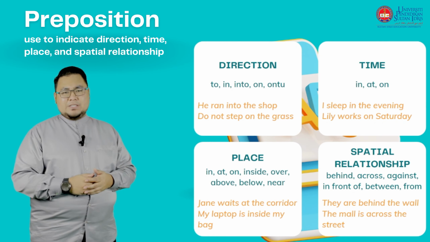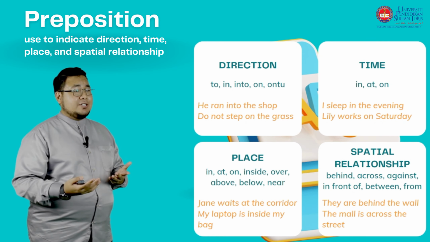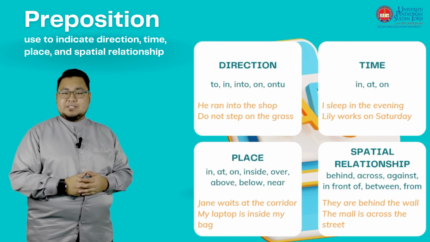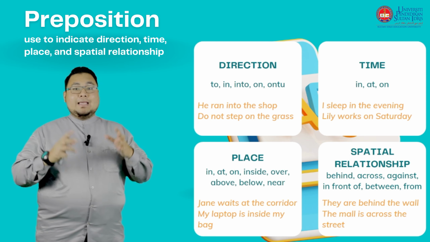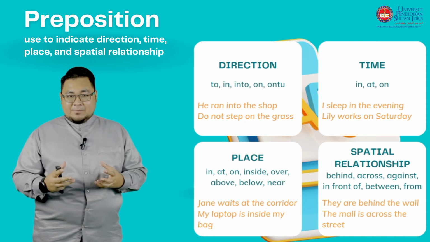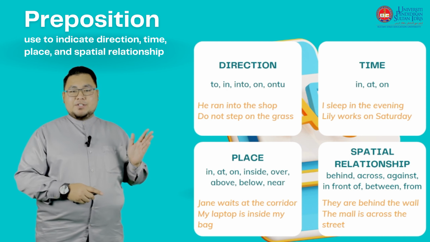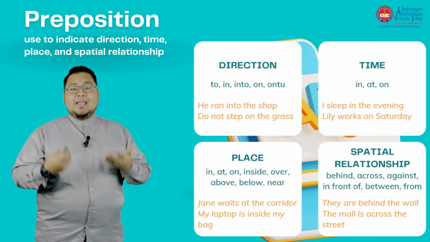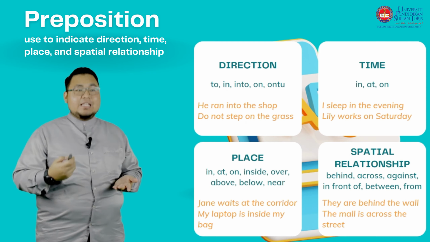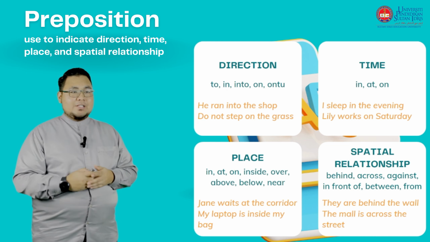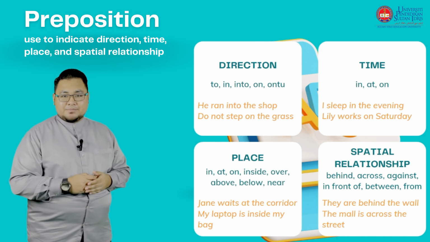Preposition is a part of speech we use to indicate direction, time, place, and spatial relationship. What does it mean? It talks about place. For example, let's look at the first one, direction. Preposition of direction to tell people where is something. To, in, into, onto, on. For example, he ran into the shop.